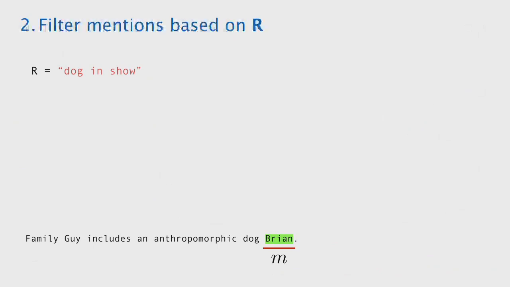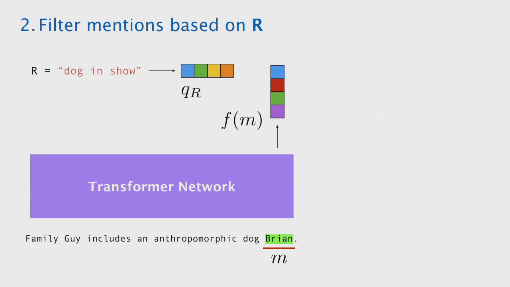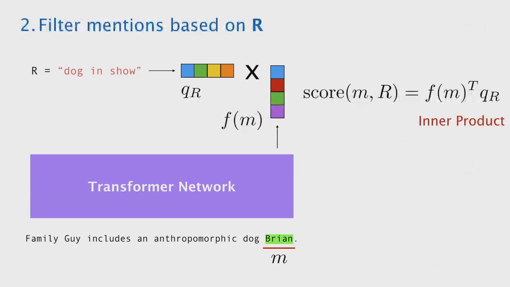So the second step is we want to filter the mentions which co-occur with our starting set of entities based on whether they satisfy the relation R or not. So suppose I have a mention like this of Brian Griffin in a text sentence, and I want to filter it based on the relation of request. So the way we're going to do that is we're going to build a dense representation of the relation, and we're going to build a dense representation of the mention which encodes the context in which that mention appears. And then the scoring function is going to be an inner product between the representation of the relation and the representation of the mention that we derived. And in this case, we're going to use a transformer network, which is a standard model for encoding text sequences.